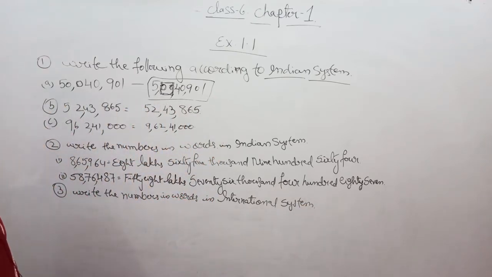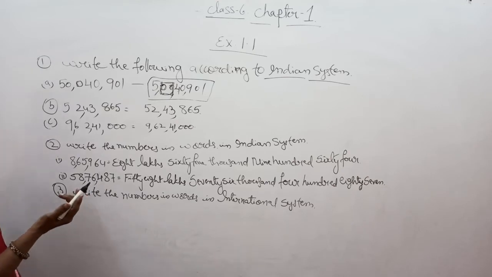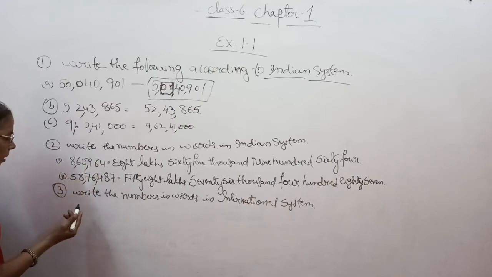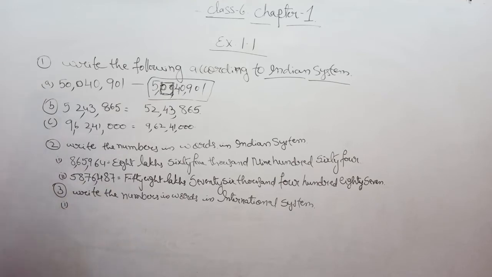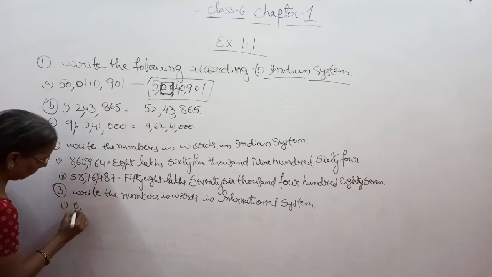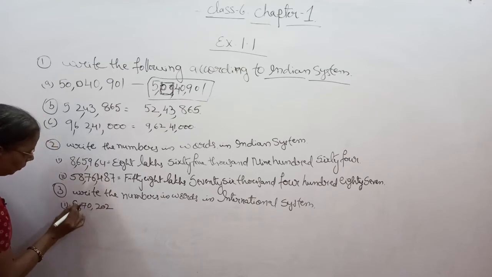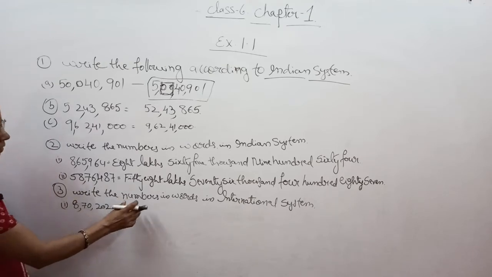Whatever I told in the last class, that is two methods of numbering system, Indian system and international system. The Indian system we have already written in the question. Now we are going to write in the international system. The first question is 8,70,202. The commas are put on the basis of the Indian numbering system, but now we are going to write in the international system.